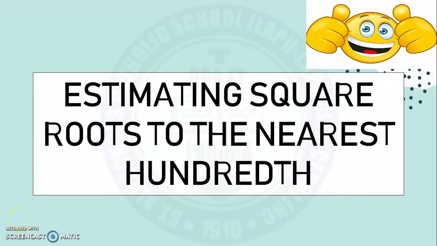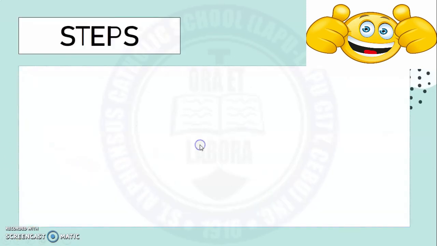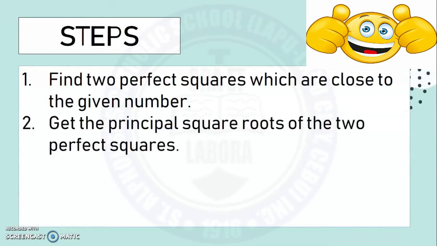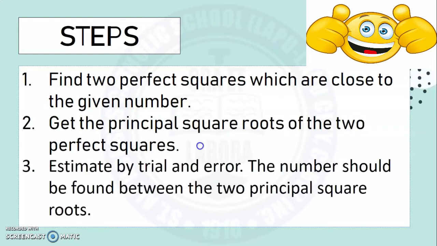Hello math learner! In the previous video, you have learned how to estimate the square roots of the non-perfect square numbers. Now, in this video, you are going to estimate the square roots to the nearest hundreds. These are the steps to follow. Number 1. Find two perfect squares which are close to the given number. 2. Get the principal square roots of the two perfect squares. 3. Estimate by trial and error. The number should be found between the two principal square roots.